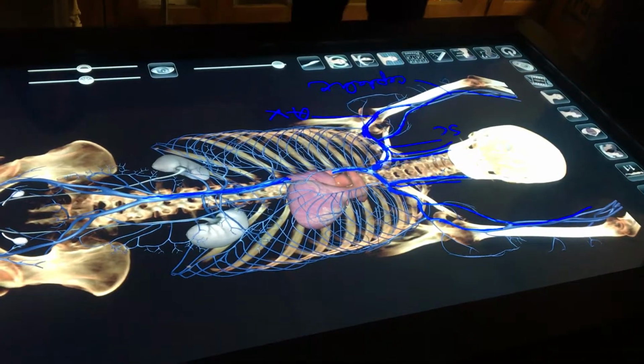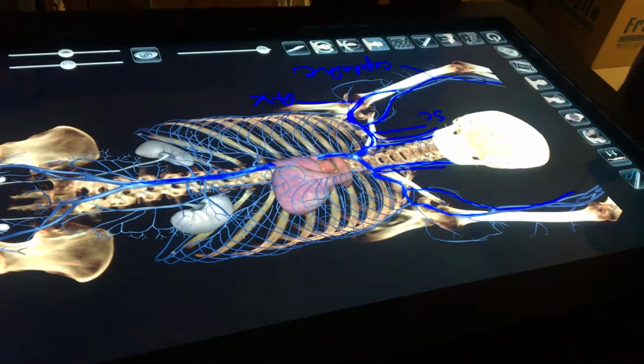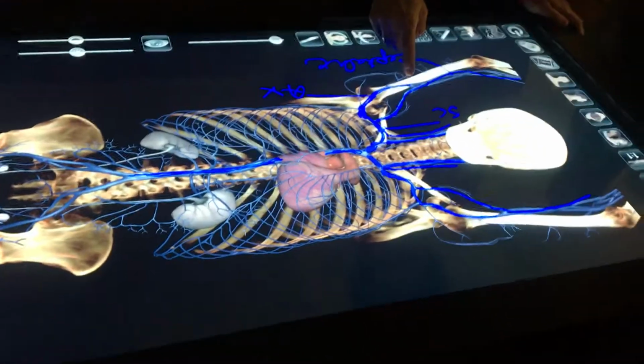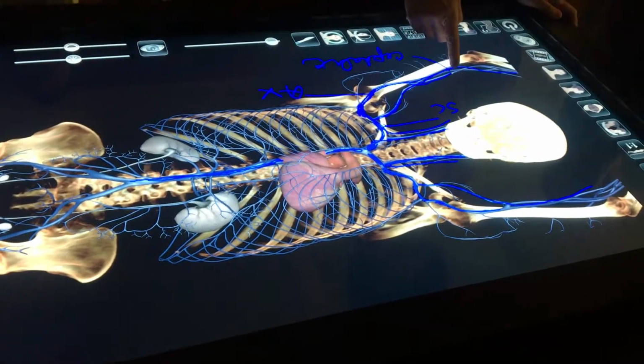So now, whoops, now we just have to, oh, I've lost my glasses under there somewhere. We have to figure out what's this and what's this.